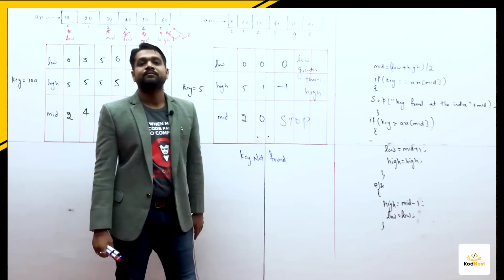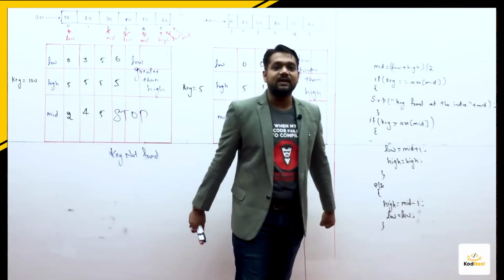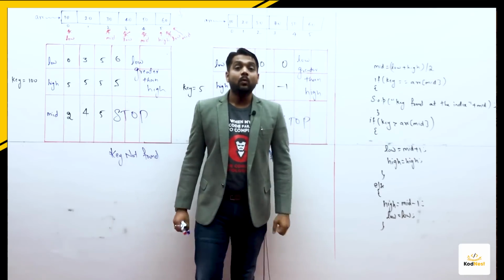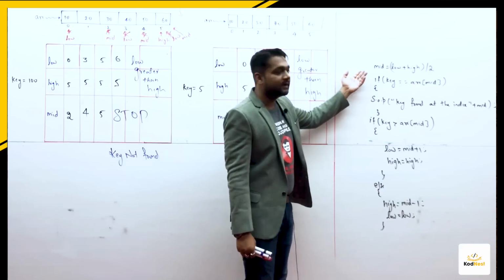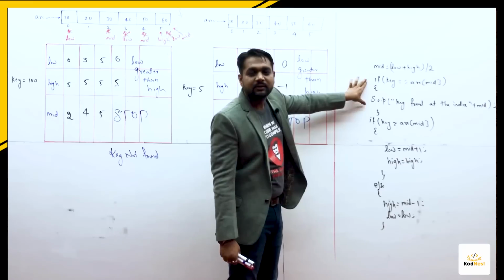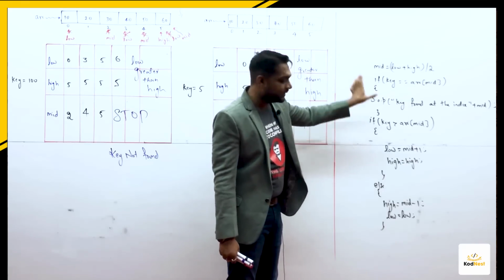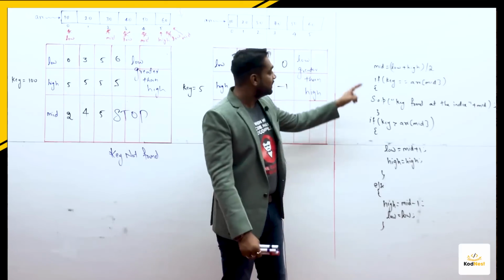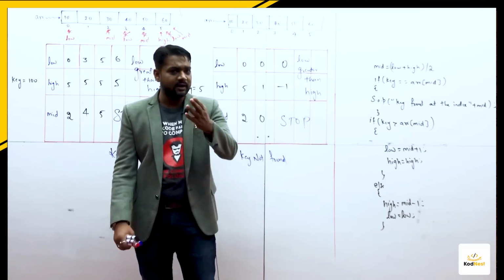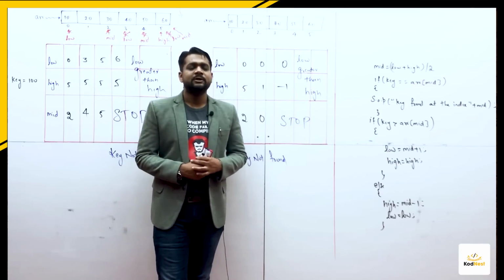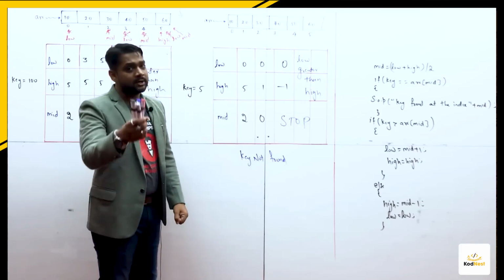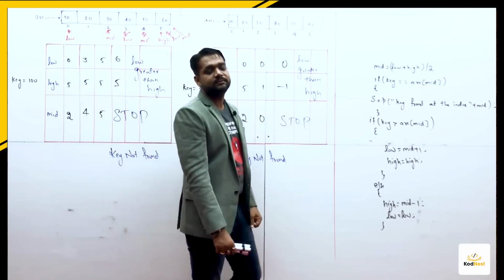Not only that, if you carefully see, some steps I am repeating in binary search. What steps am I repeating? This step only: calculating mid, checking whether key is equal to A of mid, or whether it is greater than A of mid, or less than A of mid. This I am repeating. How many times am I repeating? Can you tell me? Look at case 1, case 2, case 3 and tell me how many times I am repeating it.